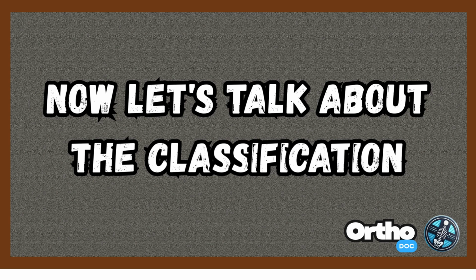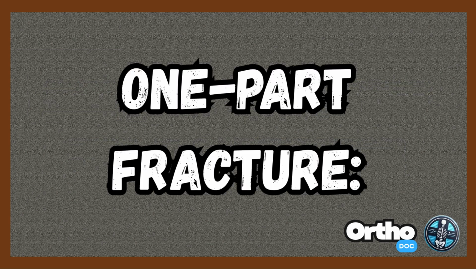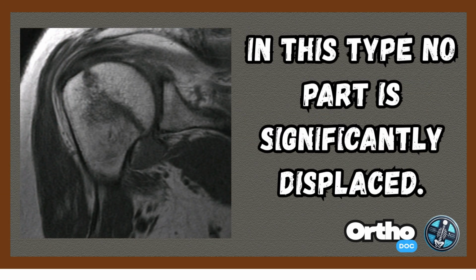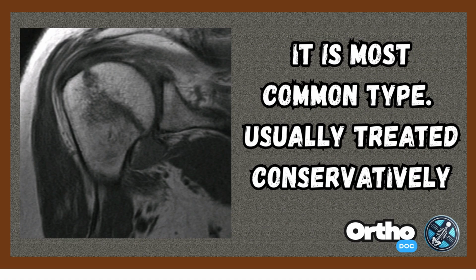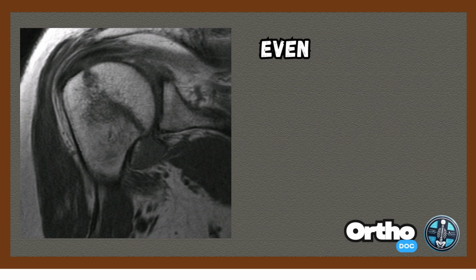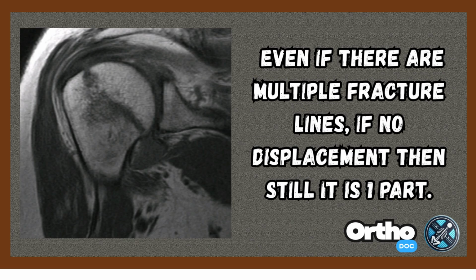Now let's talk about the classification. 1-part fracture. In this type, no part is significantly displaced. It is most common type, usually treated conservatively. Even if there are multiple fracture lines, if no displacement, then still it is 1 part.